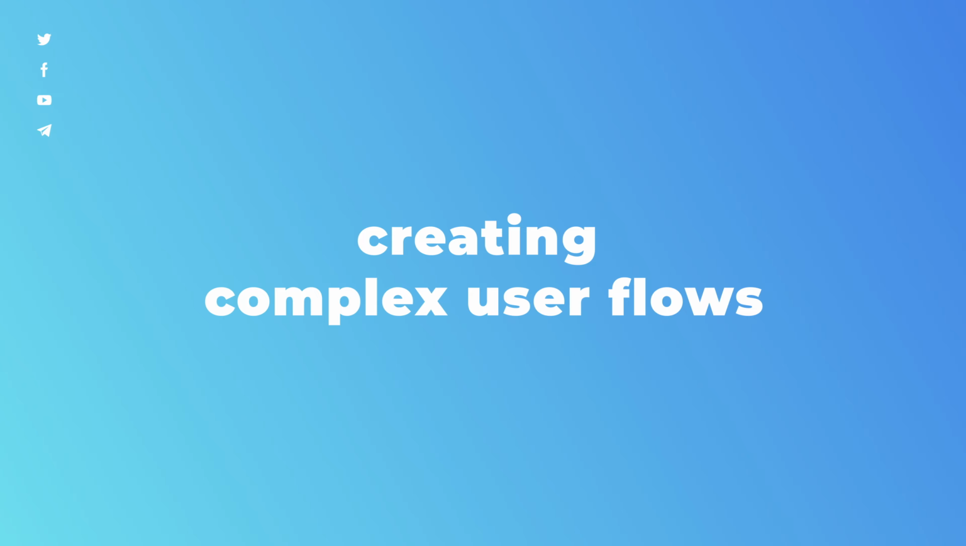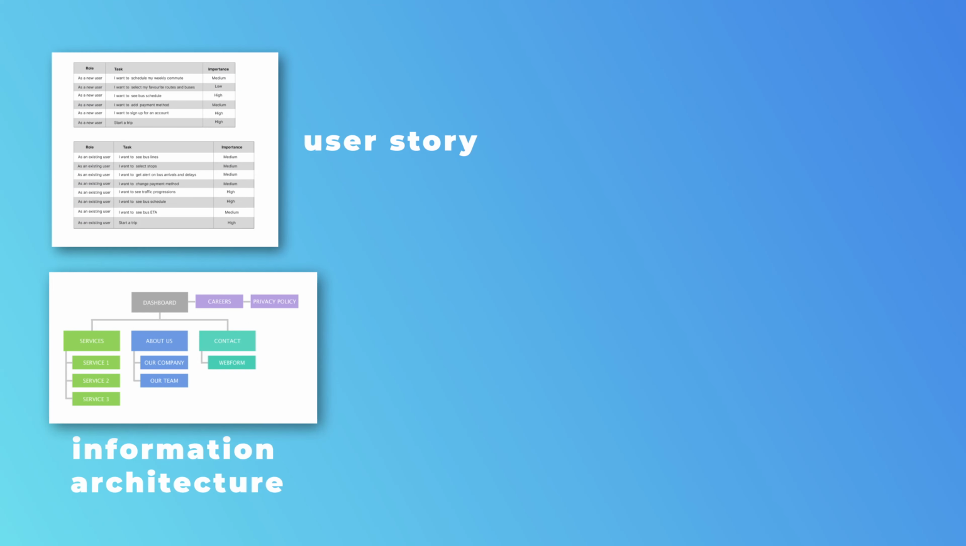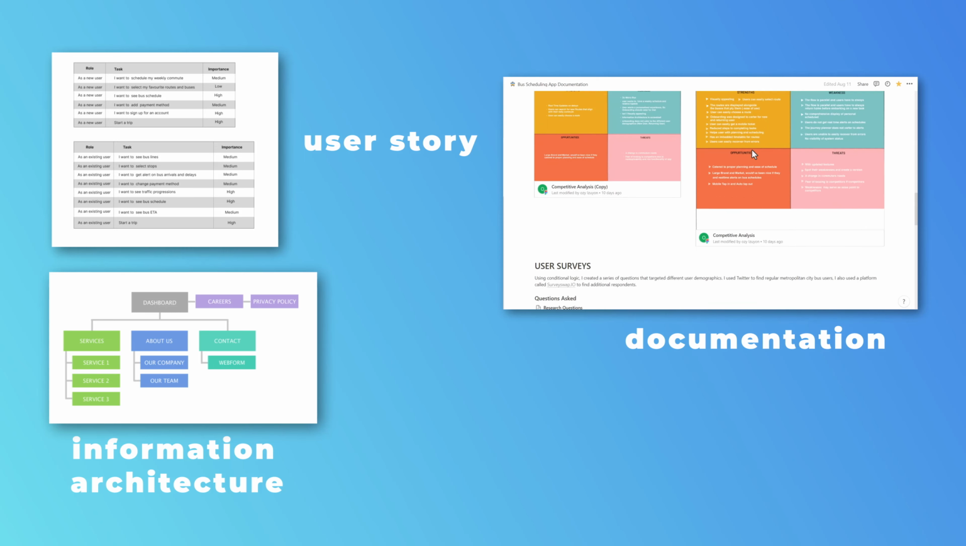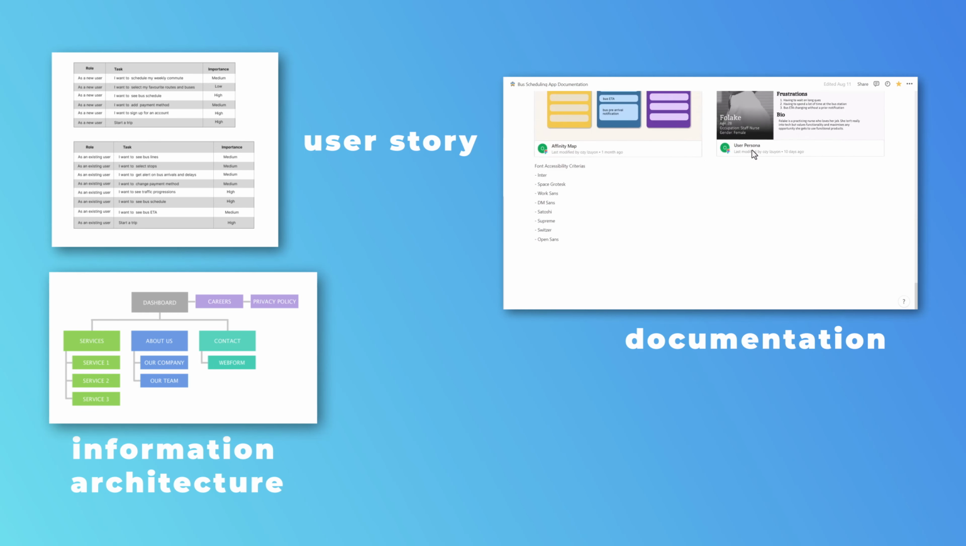So, let's say you're fresh out of research, or you probably have data from a user experience researcher, and it's time for you to create user flows for your product using the insights and data gotten from user experience research. At this point, you want to have three things handy. You want to have your user story, you want to have your information architecture, and also your overall documentation so far. It's okay if you have just the user story and your documentation.